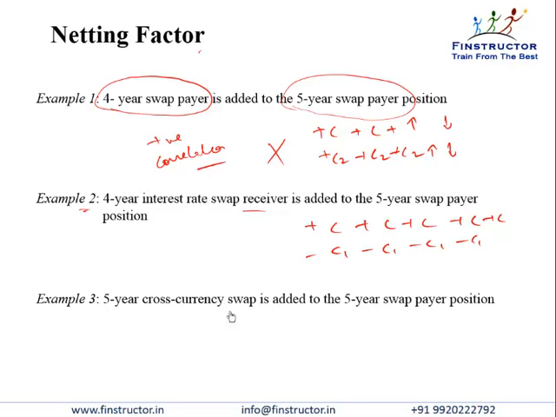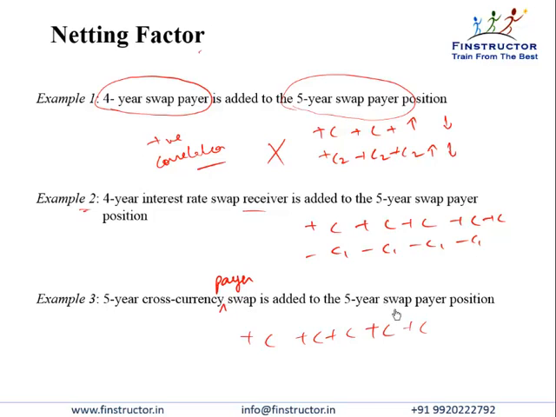If a 5-year cross-currency swap is added to a 5-year swap payer position. So again, you are a payer. We're denoting the payer as a positive. Normally we do it the other way around. But anyways, for understanding, it's a payer position and we've added a 5-year cross-currency swap. So let's assume to begin with that this is a payer swap, that is, we are the payer in our currency.